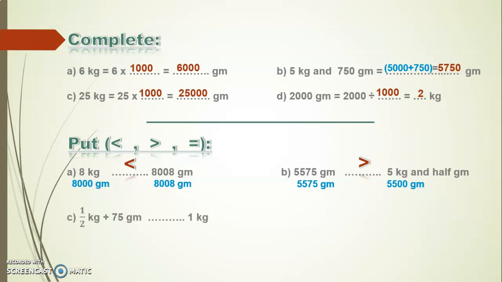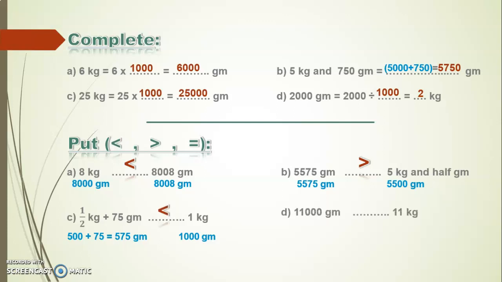Half kilogram plus 75 grams. The other side is 1 kilogram. Which one is the greater? I can't compare between two different units. I have to convert the kilogram to gram. Half kilogram is 500 plus 75 equals 575 grams, and 1 kilogram will be 1000 grams. Which one is the greater? 1000 grams.